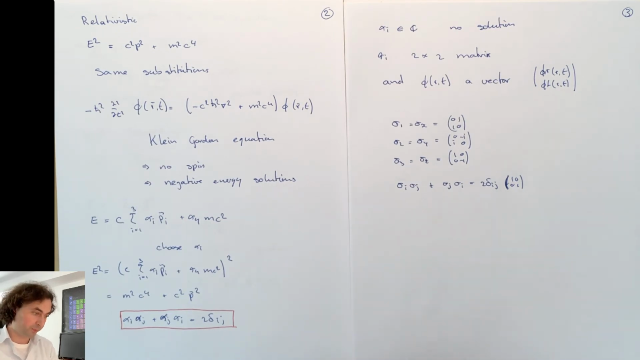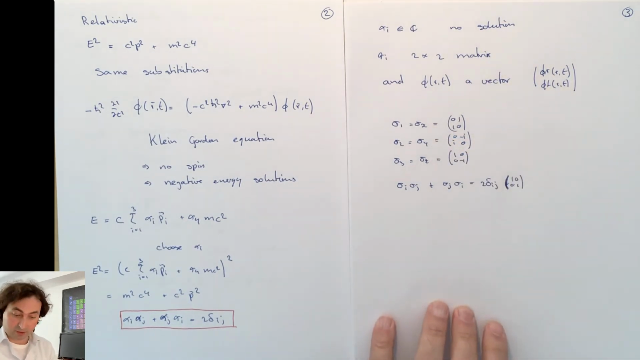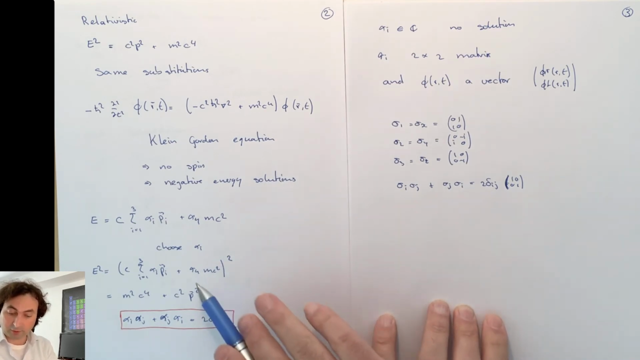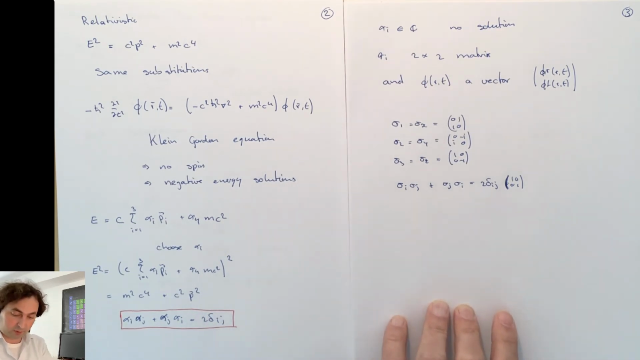But there's one problem. There are only 3 Pauli matrices. And we need 4 of them because we also have the plus mc squared with an alpha 4 in front. That has to fulfill this relation.